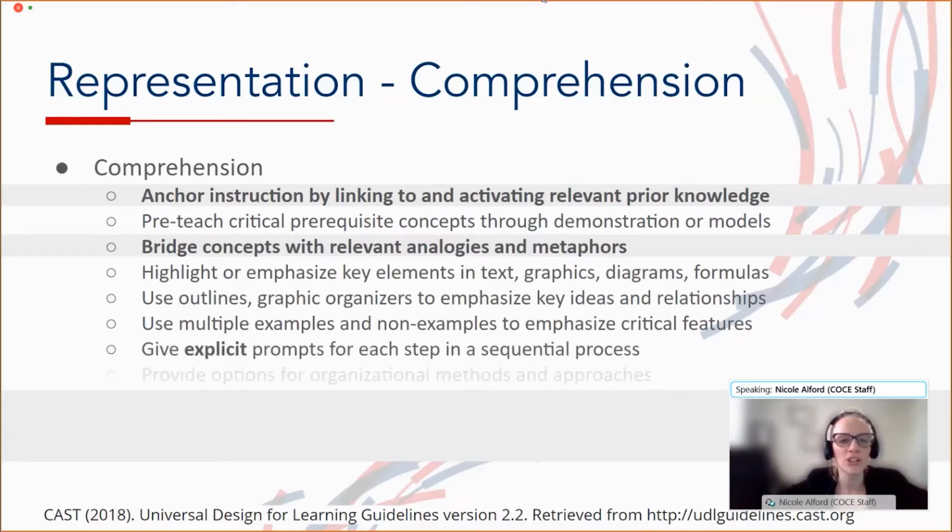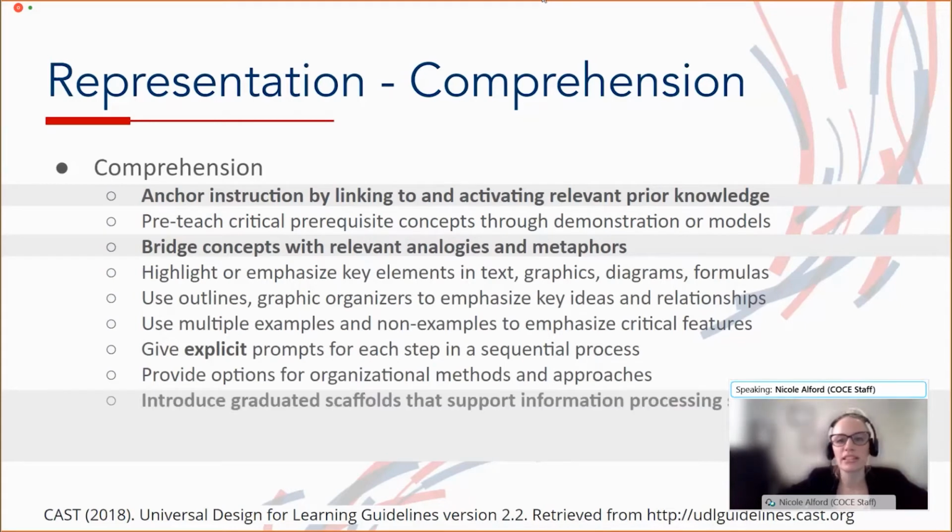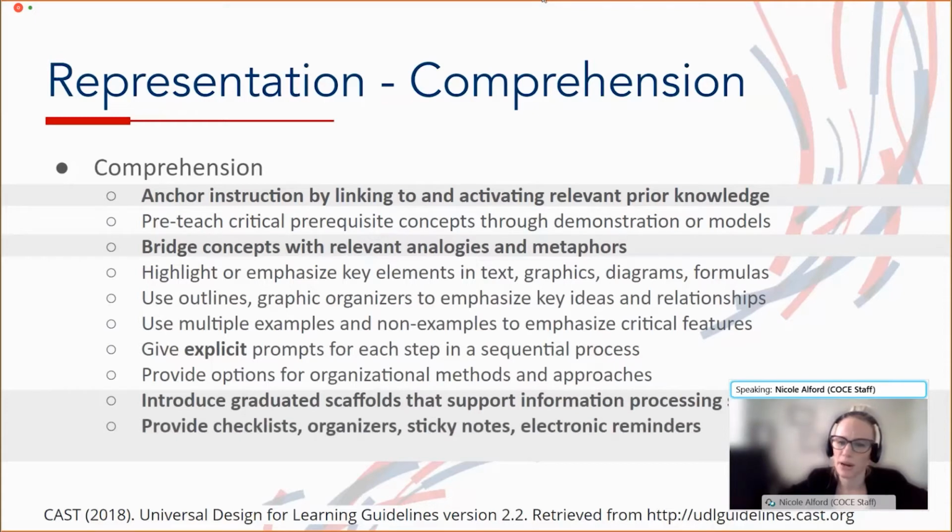Using analogies and metaphors, we have an instructional designer, Kathy, who is excellent at metaphors, and it makes everything easier to understand when you have this relevant knowledge of a more common experience and you're connecting it to a concept. Giving explicit prompts for each step in a sequential process. What may be really common, like saving a file with a certain naming convention or using some sort of citation formatting that you're familiar with, may not be so familiar for a student, so just giving them those explicit prompts.